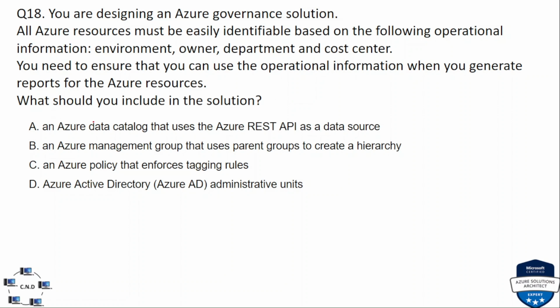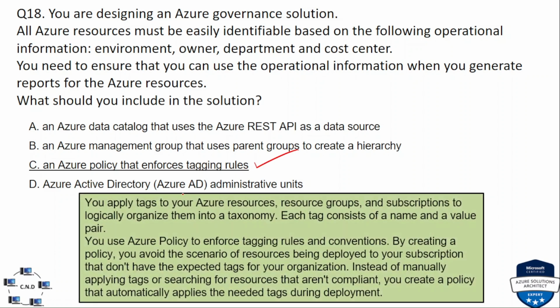And the options are A, an Azure data catalog that uses the Azure REST API as a data source. B, an Azure management group that uses parent groups to create a hierarchy. C, an Azure policy that enforces tagging rules. And D, Azure Active Directory, Azure AD administrative units. And the correct option is option C, an Azure policy that enforces tagging rules. And this is the explanation. You apply tags to your Azure resources, resource groups, and subscriptions to logically organize them into a taxonomy.